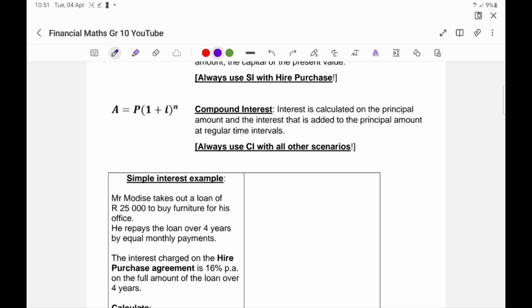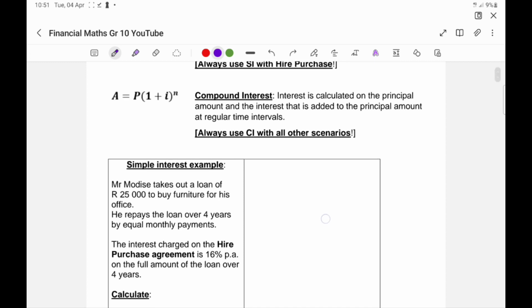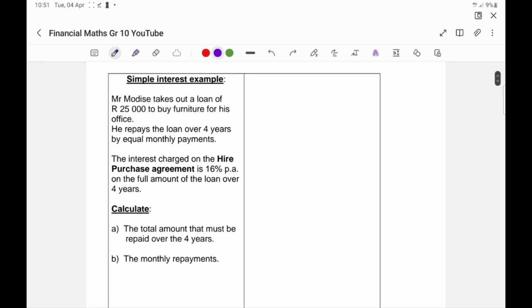So if it's population growth, or inflation rate, those are all compound interest. Okay, so let's quickly look at the examples that we have over here.